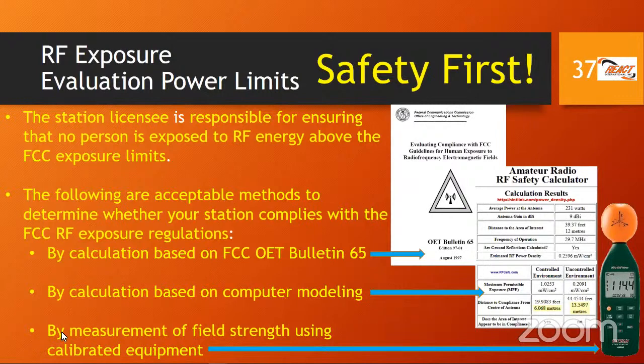And also there's another way you can do it, is using an instrument. On the right hand side here, we have what we call a field strength meter. It's a calibrated instrument, and it will receive the signal and it will tell you what your field strength is, and therefore that instrument will tell you whether you're above or within the maximum exposure limit. So you can calculate it using this bulletin, you can calculate it using computer modeling or online, or you can read it directly with an instrument like this called a field strength meter.